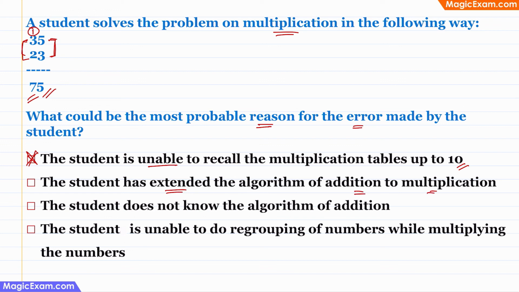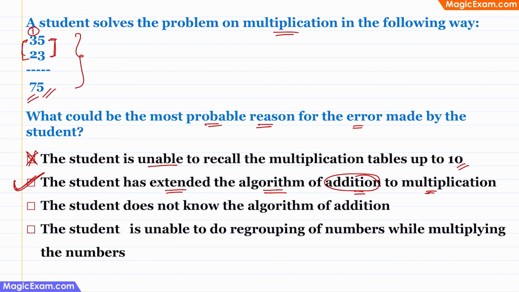Next, the student has extended the algorithm of addition to multiplication. Now, if you notice, the process that he has used is very similar to the process of addition, right? So he has used the algorithm of addition to try and do this multiplication problem. So this is the best answer because that is the most probable reason for the error.